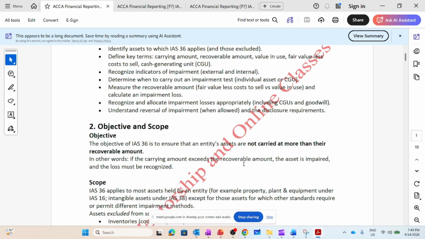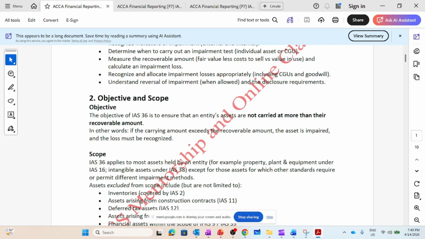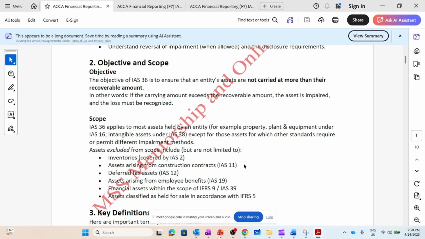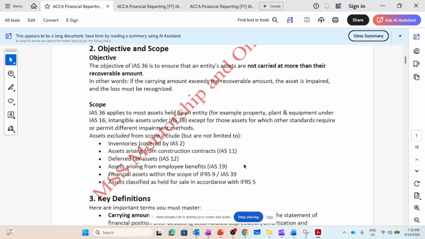So basically, when we are talking about impairment, the objective of IAS 36 is for us to ensure that the carrying value of the asset is not more than the recoverable value. This is the key concept of impairment. The entity's assets, or the carrying value of the assets, are not more than the recoverable value. When we look at it further, we can distinguish between the components of the recoverable amount, which is clear. So now, we have exceptions which we can't apply IAS 36 to in the scope.